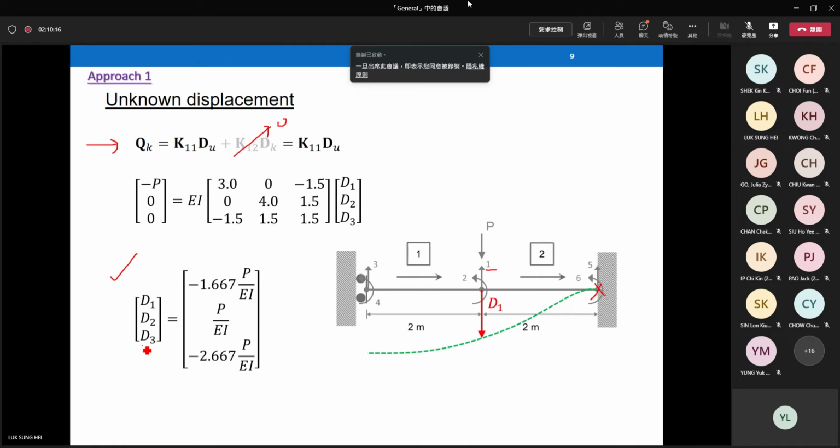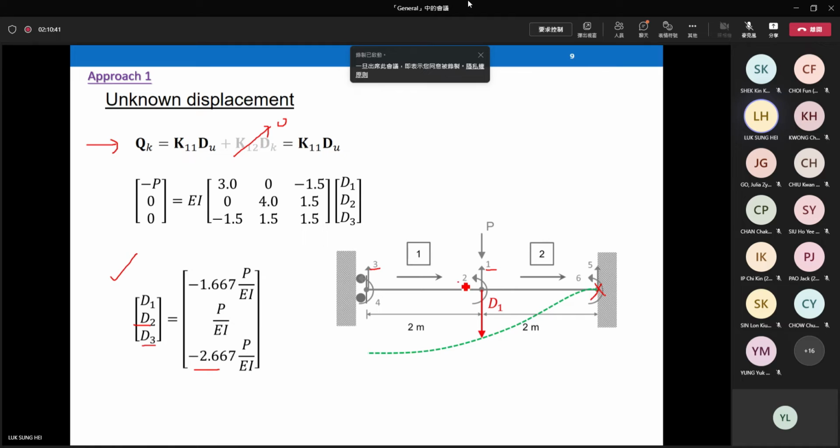D3 is here on the left-hand side of this structure. Based on our understanding, the deflection magnitude should be bigger than D1, right? On the left-hand side. So D3 is a more negative number. That means the magnitude is higher. It also makes sense. Then what about D2?